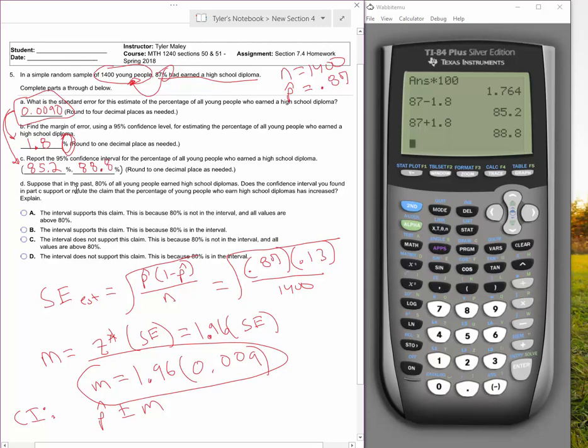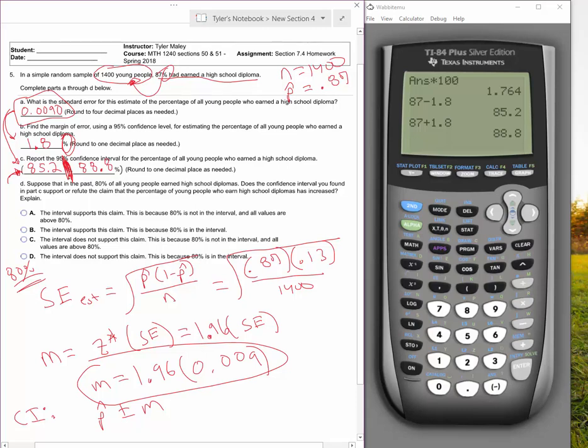So then part D, if you're reading through this: suppose that in the past, 80% of all young people earned high school diplomas. Does the confidence interval you found in part C support or refute the claim that the percentage of young people who earn high school diplomas has increased? Something to keep in mind is what this confidence interval means: we're 95% confident that my true population proportion, which I don't know, is within this range. We used to be at 80%, but now I'm 95% confident that my p is somewhere in between here.